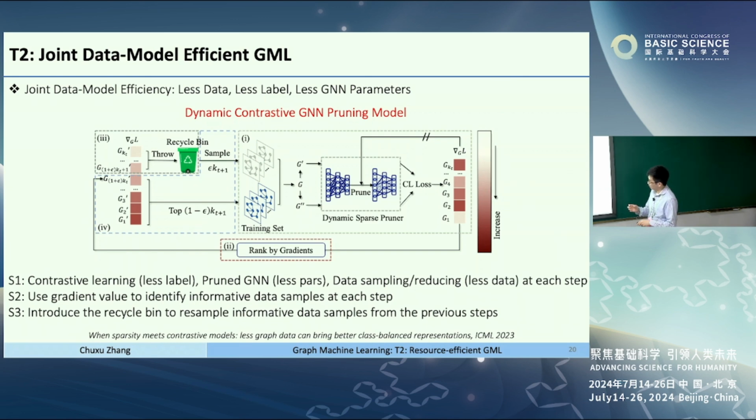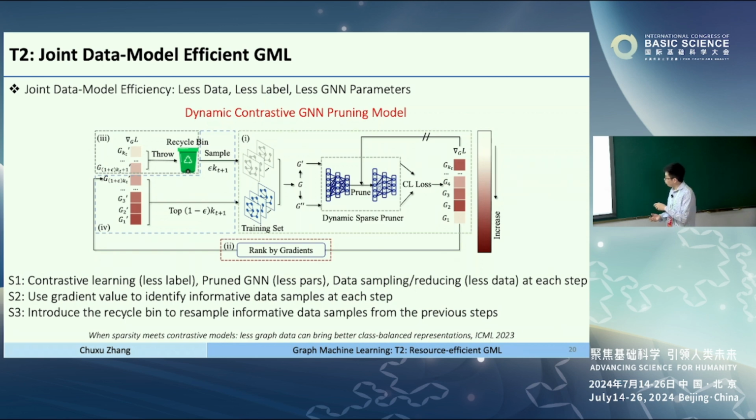Contrastive learning model means that we don't use any label to pre-train the graph neural network model. So then we achieve the first goal, use less label data, right? And we use the pruned graph neural network for the graph contrastive learning. So here we don't use the original idea of graph contrastive learning, that uses the full graph neural network. We use a pruned graph neural network model. That means we have fewer parameters, right?